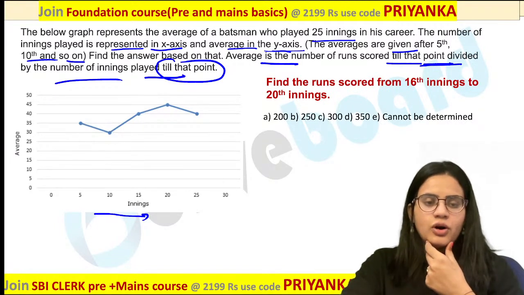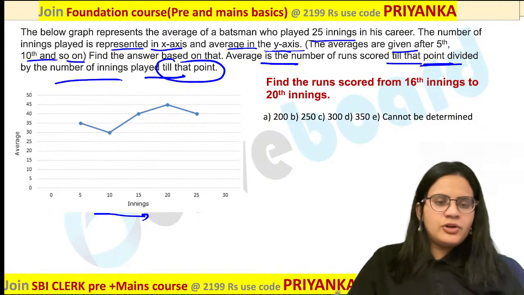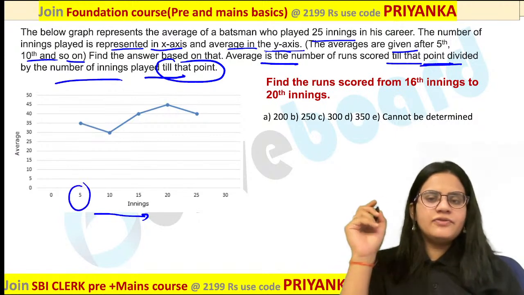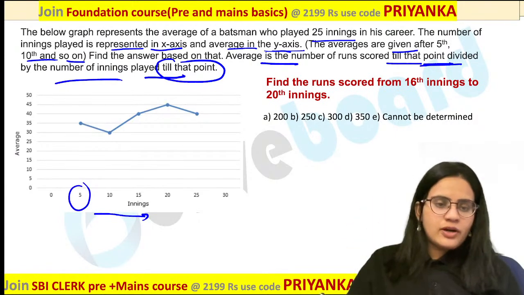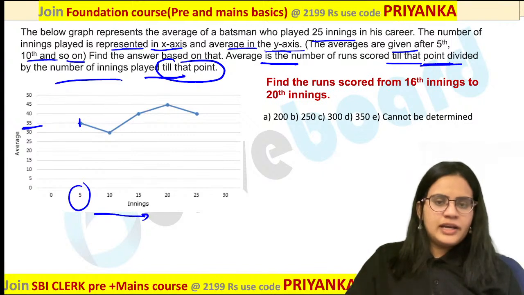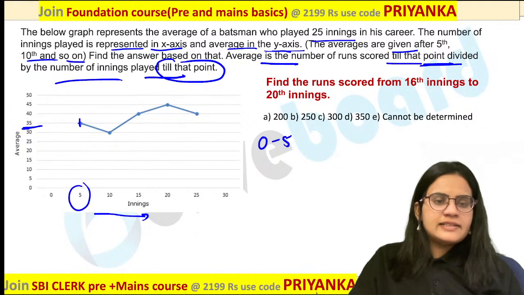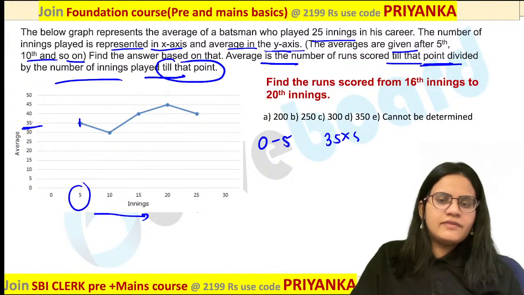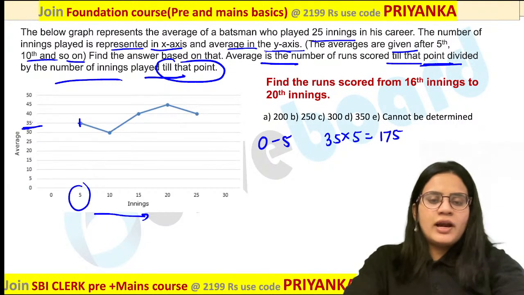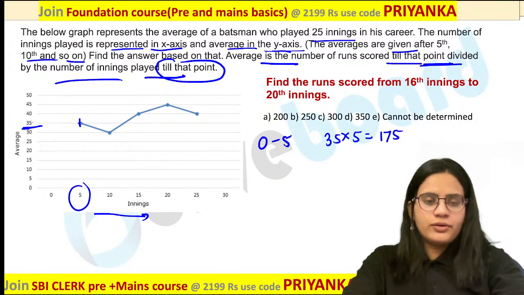So how you have to go about it is, for example, let us decode the first value over here. If I am talking about after the 5th inning, they have given you 35 as the average. Are you getting my point? So first of all, let me write down from 0 to 5. That is nothing but 35 is the average. So what would be the total score? 35 into 5 would be the total score over here. Are you guys getting it? So 175 would be the score.